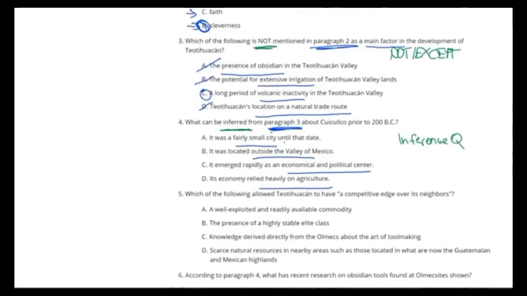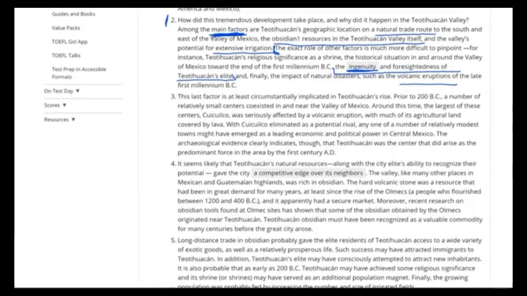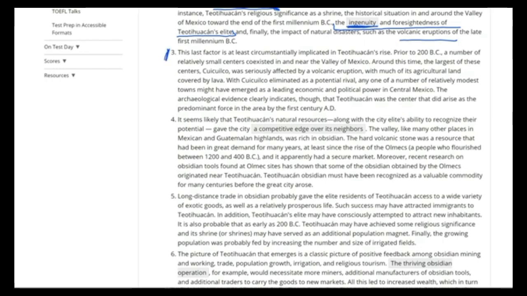Let's have a look at the answers. A states it was a fairly small city until that date, okay? B, it was located outside the Valley of Mexico. C, it emerged rapidly as an economical and political center. And D, its economy relied heavily on agriculture. Let's have a look at paragraph 3. What can we infer about this city? Paragraph 3, here we go. Here we are, paragraph 3.